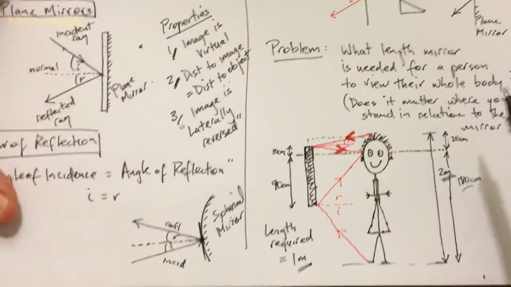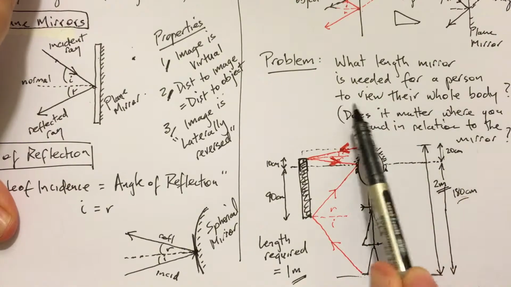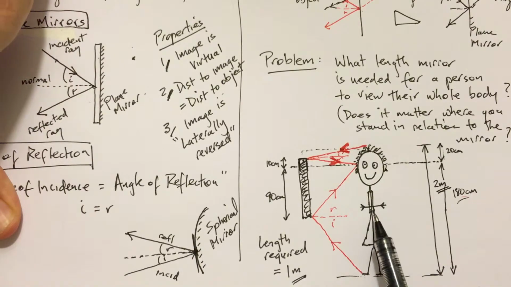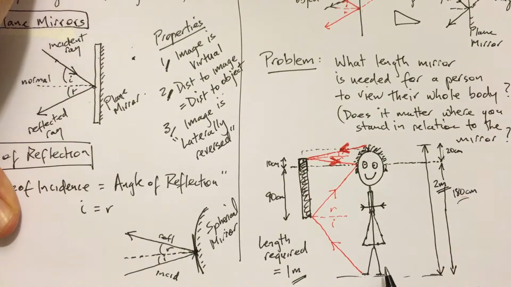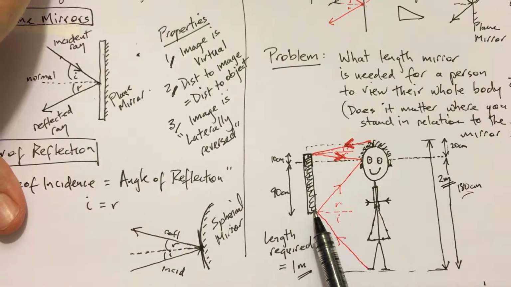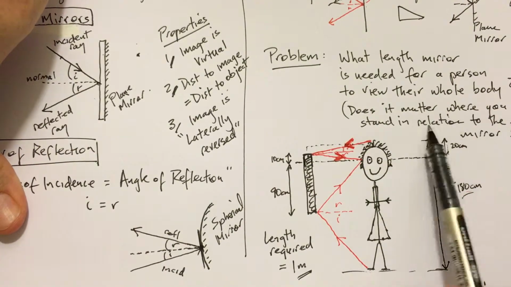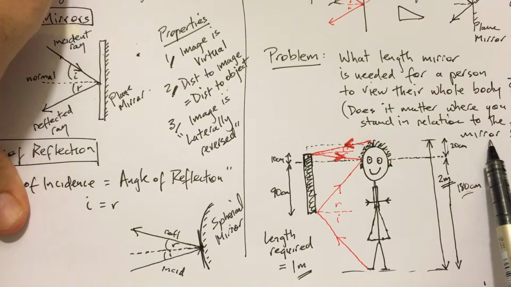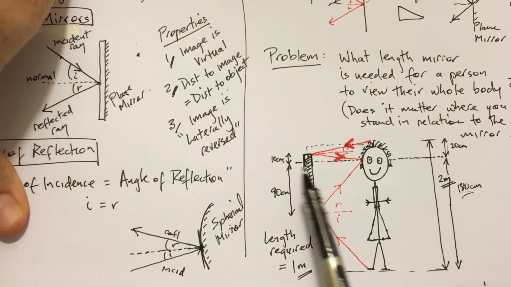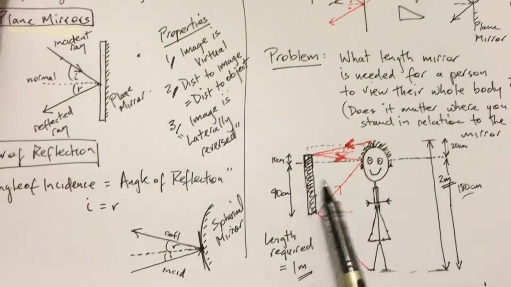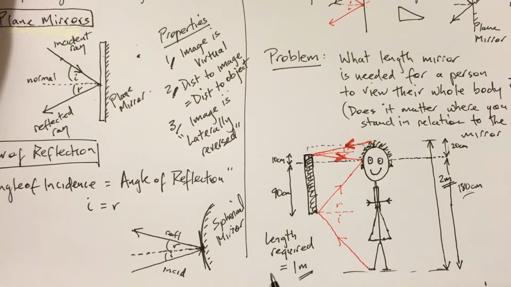So the answer to this question then, what length mirror is needed for a person to view their whole body? It's basically half your height. If you want to see your full body as you're standing up in a mirror, then you need that mirror to be at least half your height. Good. And just to answer that second part, does it matter where? No, it doesn't matter where you stand. So we could draw a mirror, say further over here, put in some rays. We'd still get the same numbers here. Okay, good. That'll do for this one. Thank you.